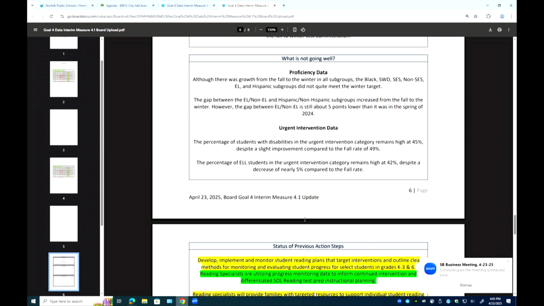However, the gap between EL and non-EL is still 5 points lower than it was in the spring of 2024, so we're still in a better position than when we ended last year with that gap.